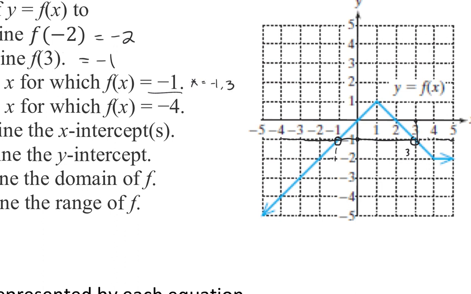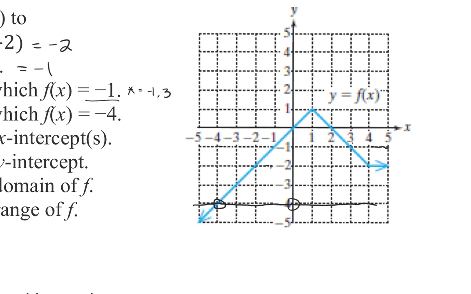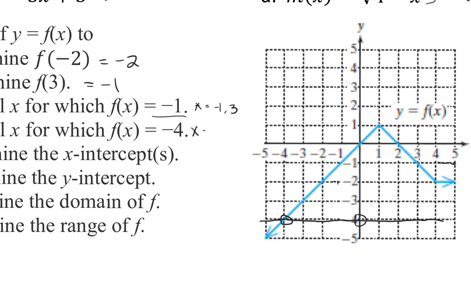Now for the next part, we have determine the values for which f of x is equal to negative 4. Just like earlier, we're going to look at the y value of negative 4, translate across, look over. And this one intersects at only one spot, at negative 4.